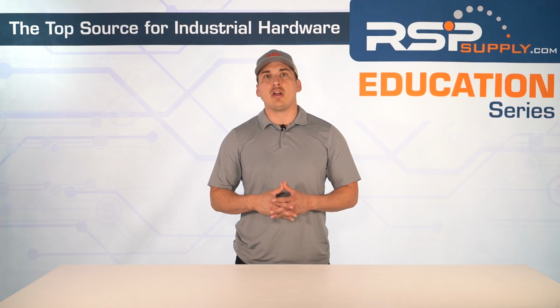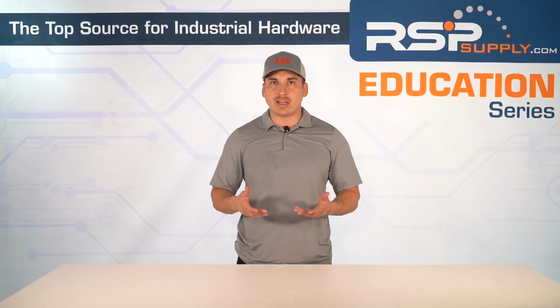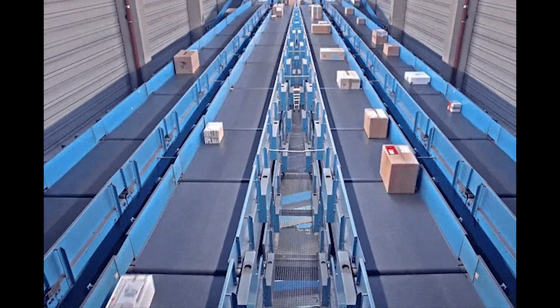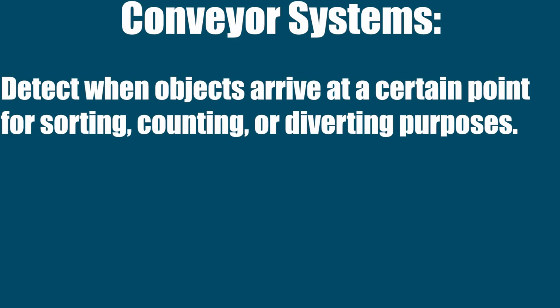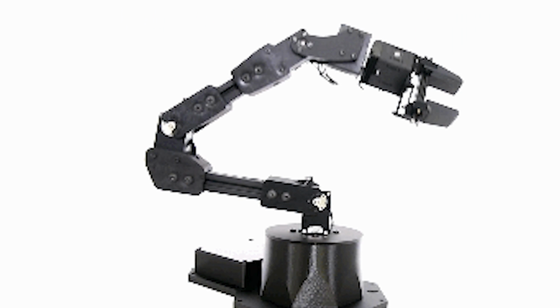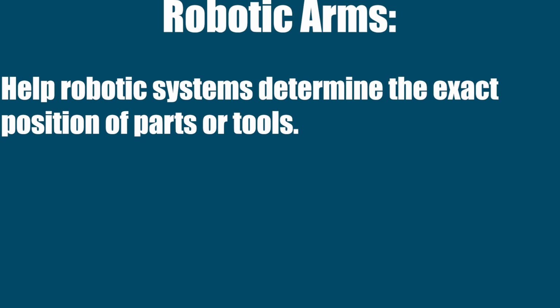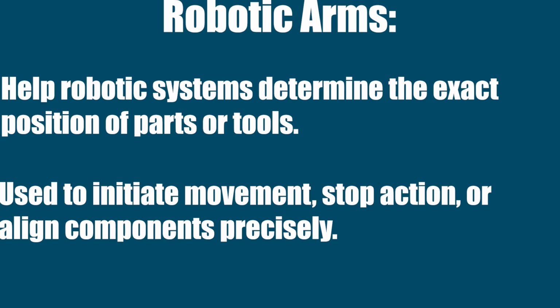Where these are used, proximity sensors, they're widely used all over automation and beyond. Here's some common applications. In conveyor systems, it's going to detect when objects arrive at a certain point for sorting, counting, or diverting purposes. It ensures the efficient flow of materials with minimal manual intervention. In robotic arms, these types of sensors are going to help robotic systems determine the exact position of parts or tools, used to initiate movement, stop action, or align components precisely.